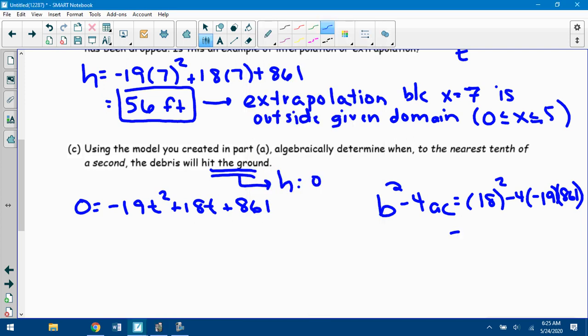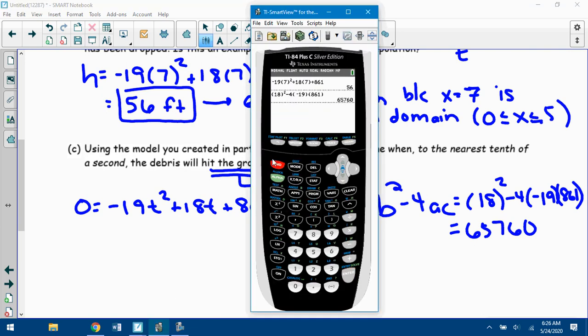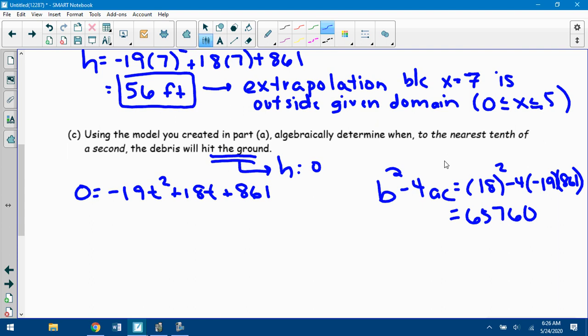65,760. What does that tell us? Well, we need to know if this is a perfect square or not. So if I take the square root of that answer, that's not a perfect square because it's a big long decimal. So if it's not a perfect square, what does that tell us? Isn't this great review? You love this. It tells you that it doesn't factor.